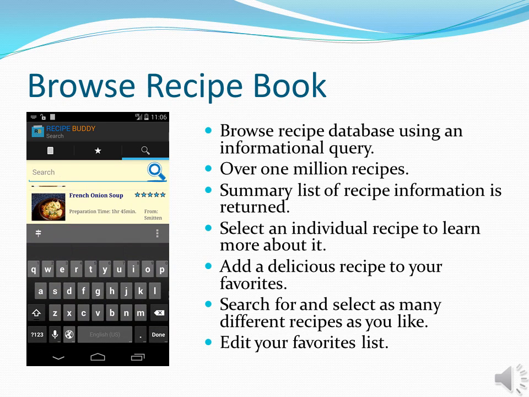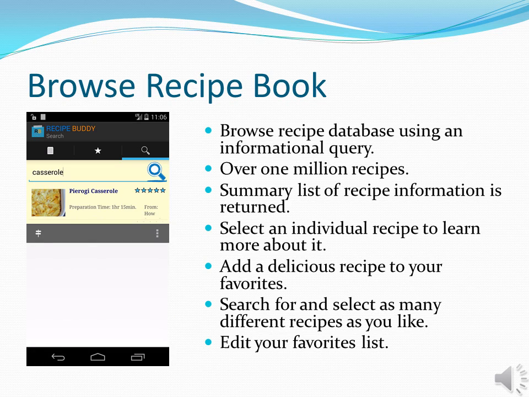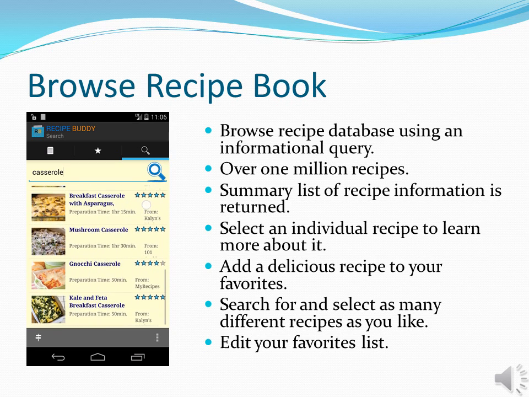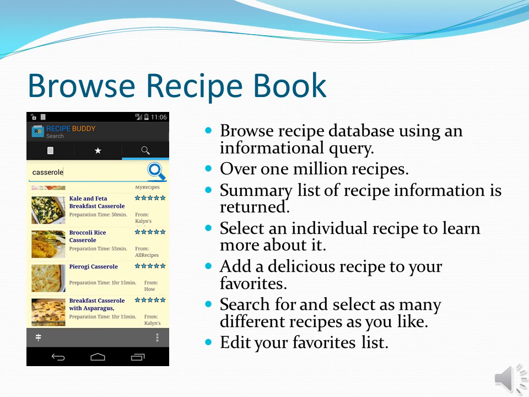Once you've added a recipe to your favorites, you can go back and search for anything else you'd like to add to your favorites. So if we search for casserole, for example, and hit search again, we'll see a completely new list of recipes to choose from. Now these recipes show you the rating of the recipe as well as where they're from.